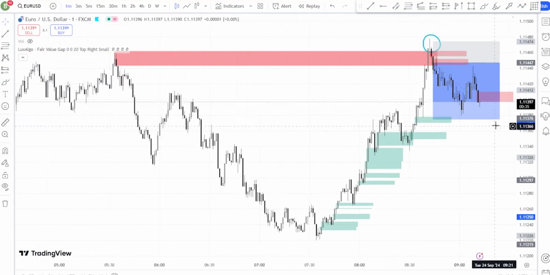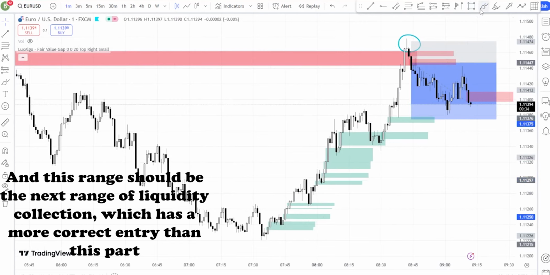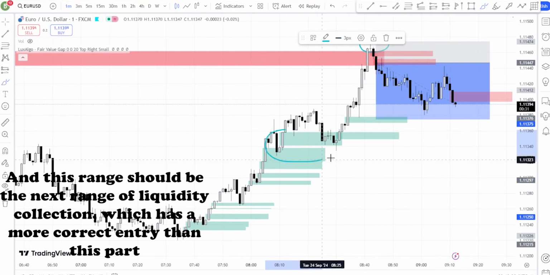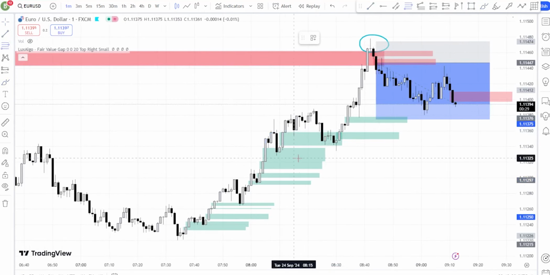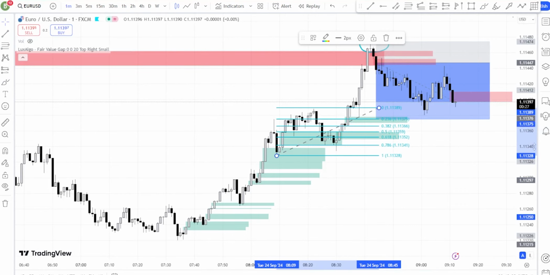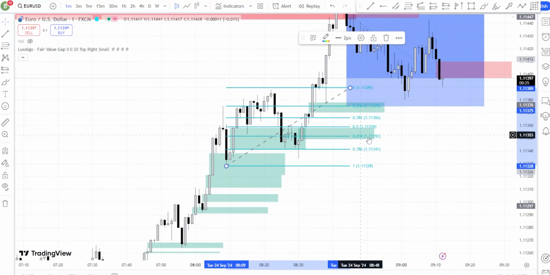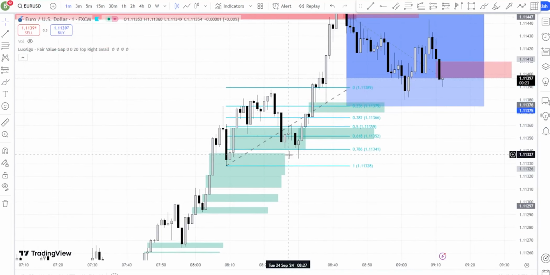Gap exit point. This is where the gap ends. Price often revisits this level before resuming its previous trend direction. 5. Confluence with other indicators.